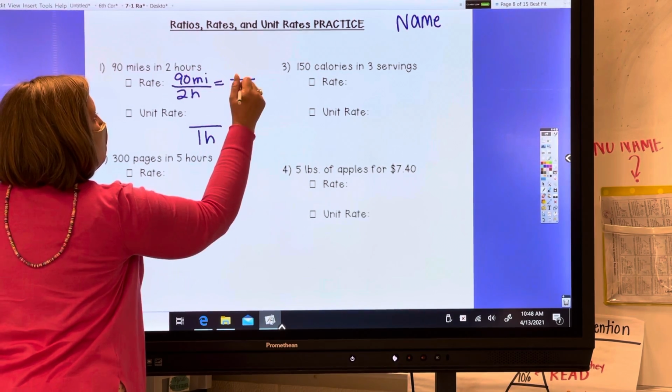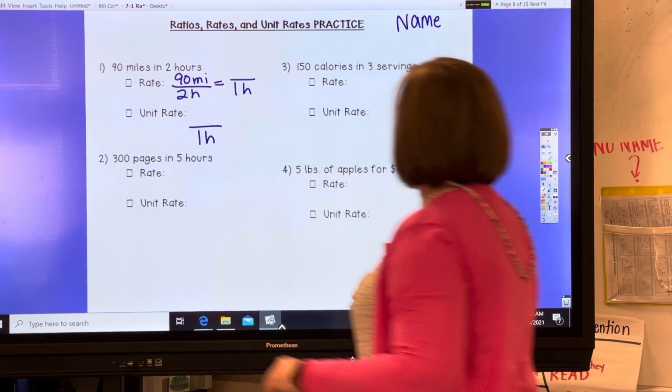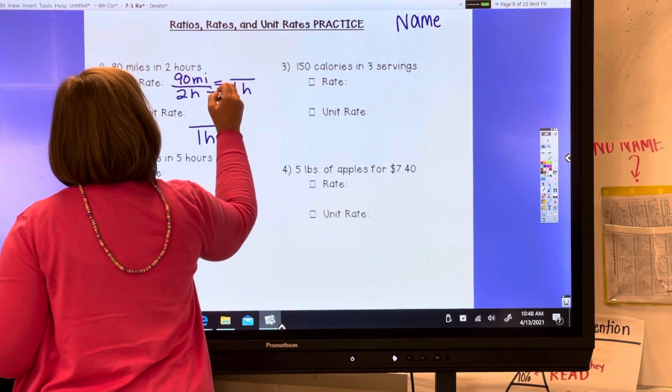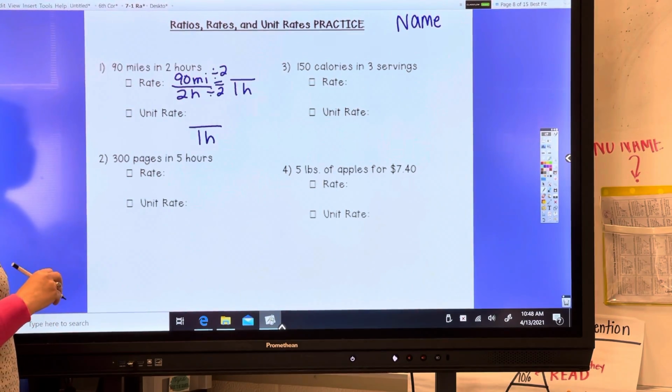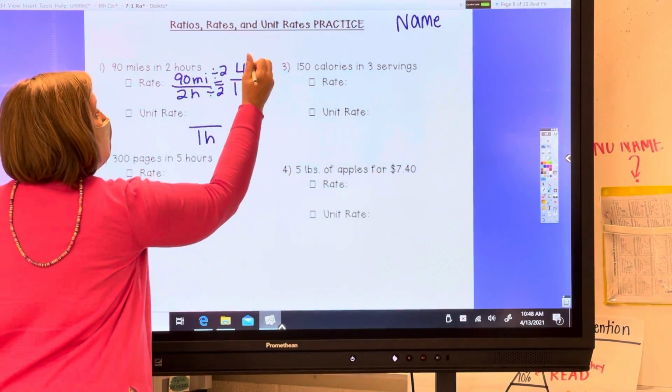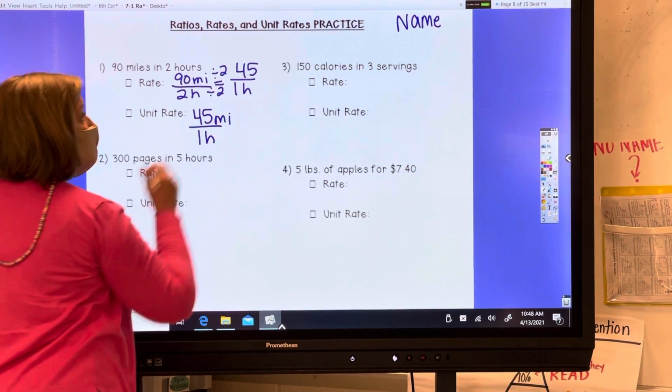So how do I get from 2 to 1? I do have to divide. 2 divided by what gives me 1? 2. 90 divided by 2 is 45. So my unit rate is 45 miles per hour.